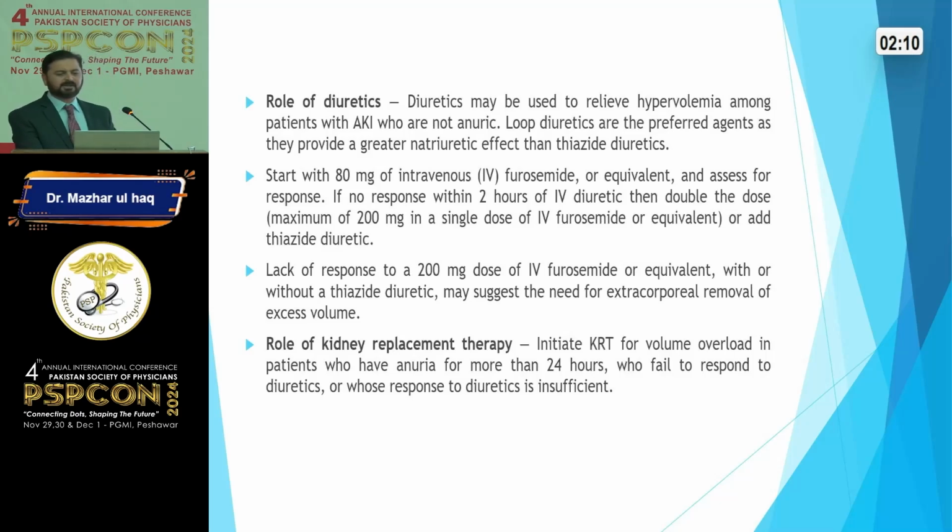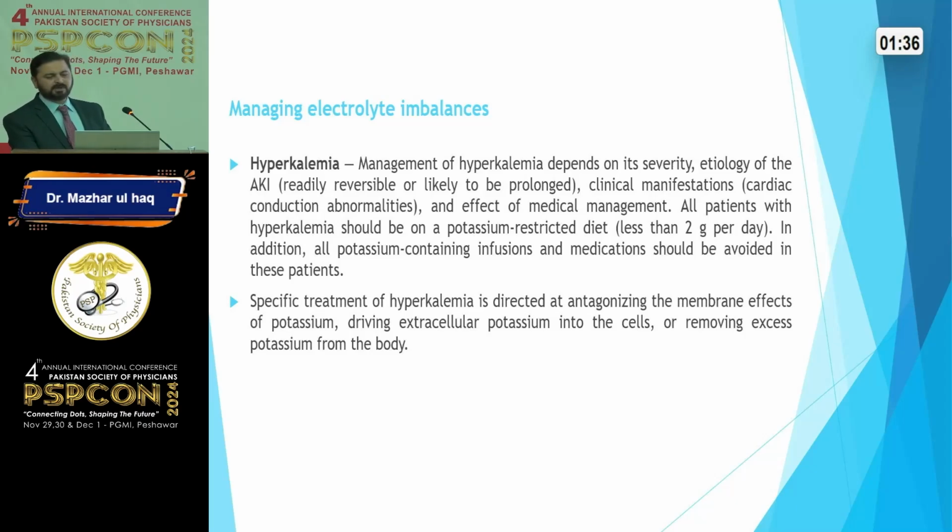So here is the role of diuretics, if the patient is hypervolemic and not anuric, if the patient is only oliguric. You will assess for the response within 2 hours of the diuretic, then double the dose. If you don't get a response, then you will have to go for extracorporeal ultrafiltration, or extracorporeal removal of the excess fluid. Kidney replacement only if the patient is anuric for more than 24 hours, fails to respond, or whose response to diuretic is insufficient.